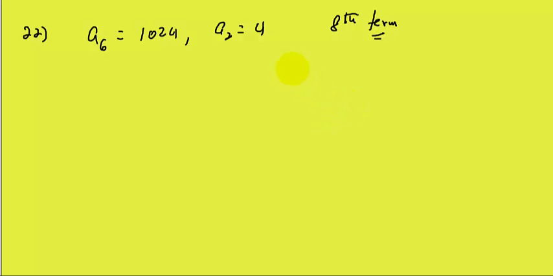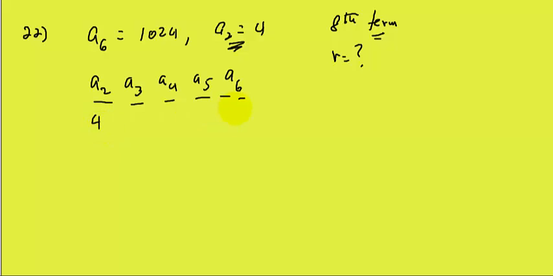They don't give us a ratio, so we don't know what that ratio is. We do know the second term is 4. So we've got a sub 2, a sub 3, a sub 4, a sub 5, a sub 6. So really, we have 5 terms in this particular sequence. This happens to be 4, and this happens to be 1,024. So we're going to treat this as the first term. We're going to use the formula a sub n is equal to a sub 1 times r to the n minus 1. And we're going to treat this as the 6th term, so 1024.